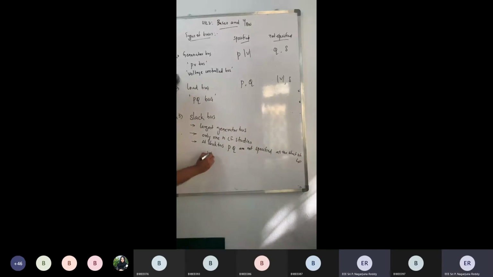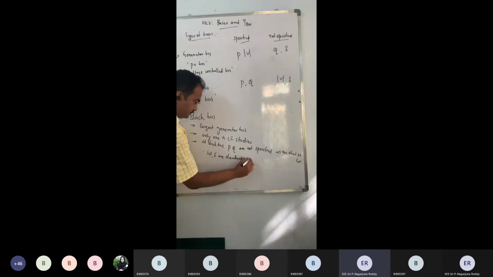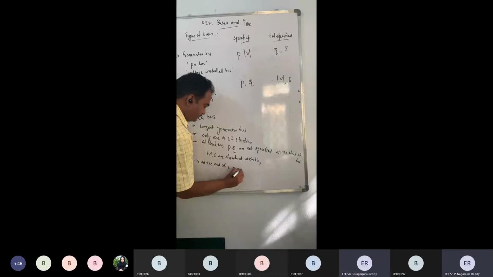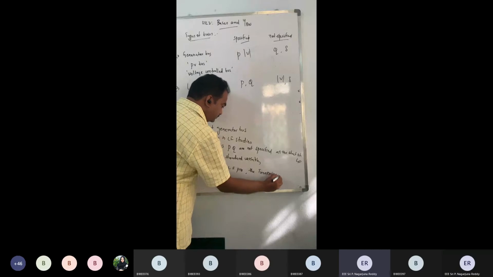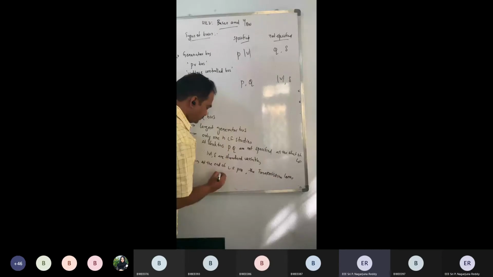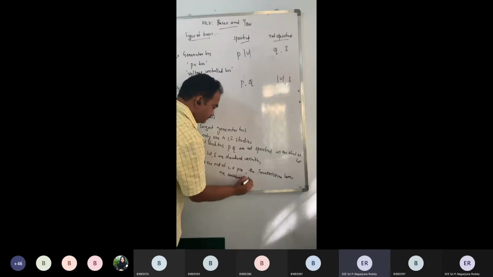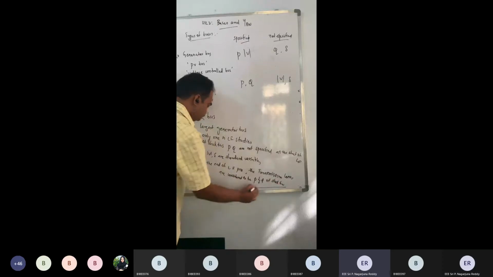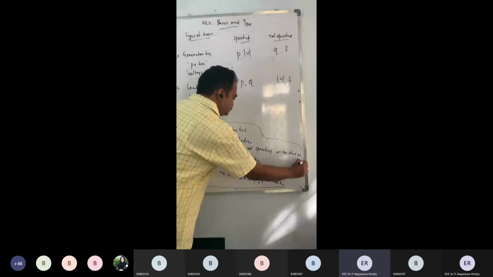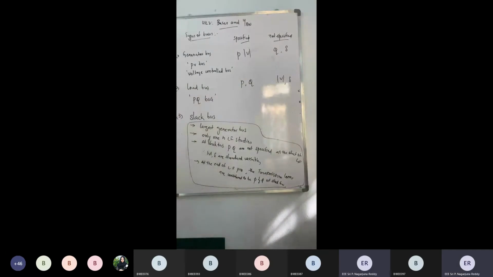So what you do, we consider V and delta are standard variables. At the end of the load flow problem, the transmission losses are considered to be P and Q of slack. This is the significance of your slack.